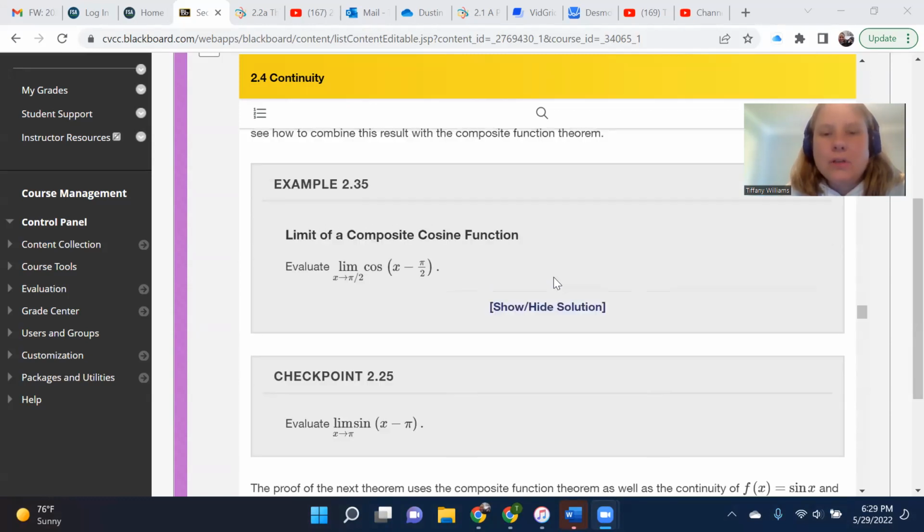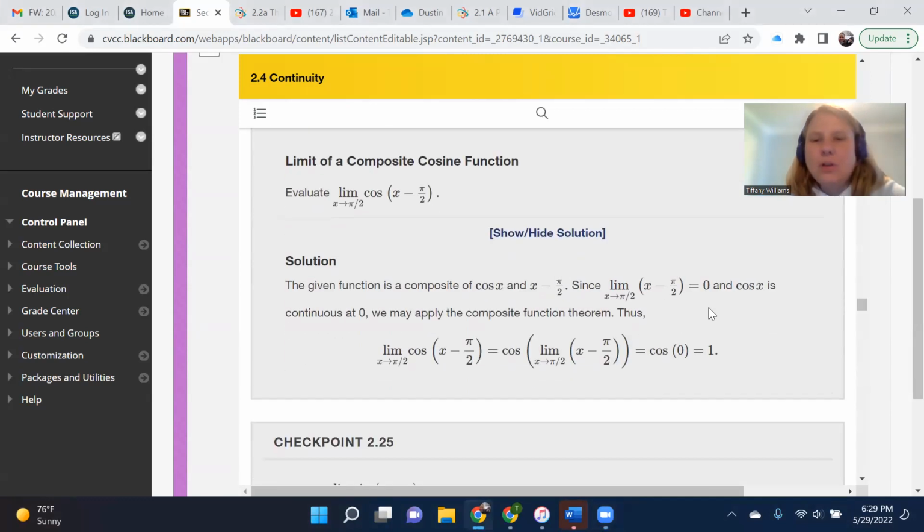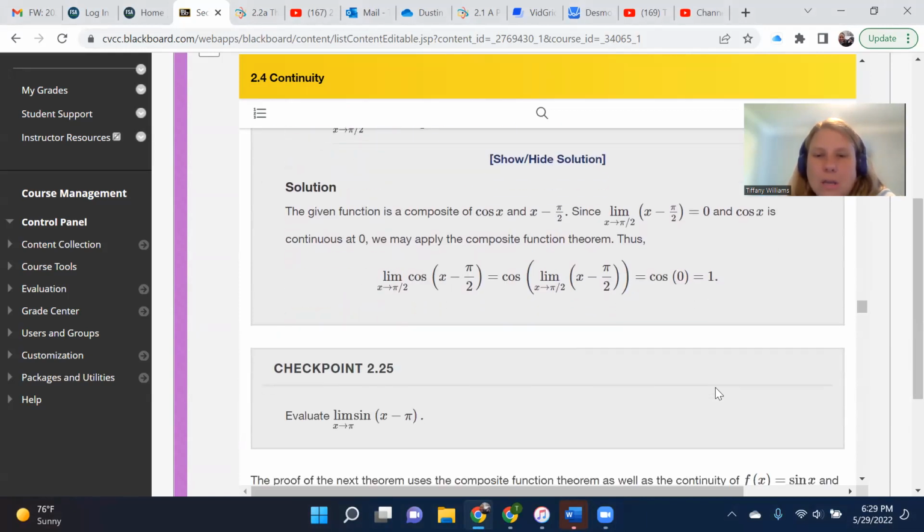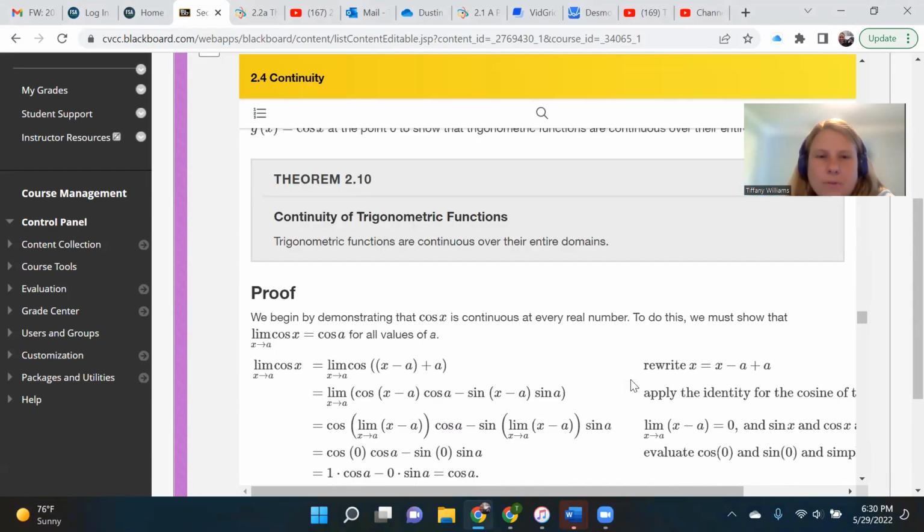Here's an example that you can look through. Basically, they go through and find that you've got two composite functions. One's cosine of x, and the other one is x minus pi over 2. Ours would be tangent of x and 2x. And we're going to do something very similar to this for ours.